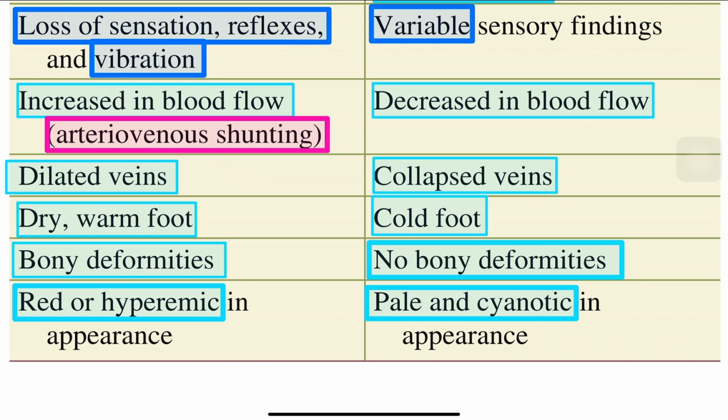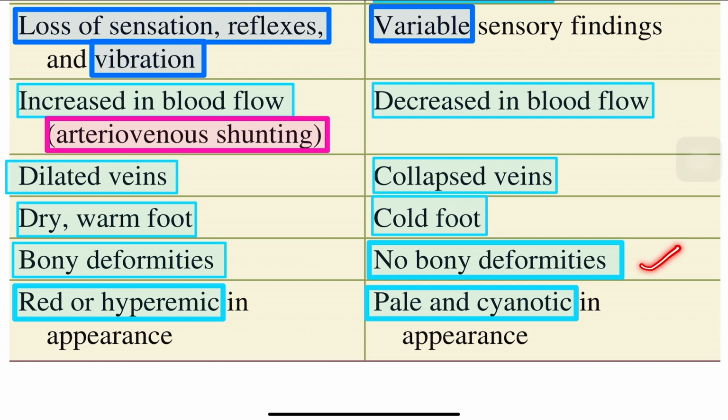Now the temperature. There is no blood supply in ischemic ulcer, so it will be cold, and in neuropathic ulcer it is warm and dry. Remember the dry. Now come to the bony deformity. Since there is no good nerve supply and the muscle and reflexes are also not working, there is a high chance of bony deformity in neuropathic ulcer. But in ischemic ulcer the bone is intact.